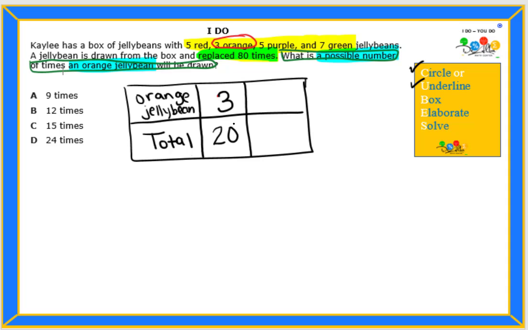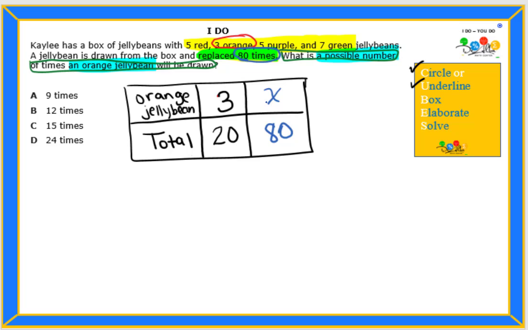Okay, so now we're going to look at the other piece of information that we were given. It said, a jelly bean is drawn from the box and replaced 80 times. So 80 is going to be the total number of times that we draw the jelly bean, and we want to know how many of those draws will come up with an orange jelly bean. Okay, so now we can set up our proportion.